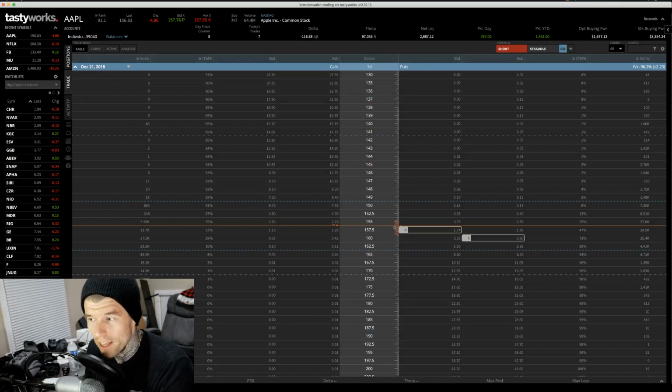And now you're adding a leg. It's not adding a PDT. It's not adding a trade. You're not losing anything from your trades. You're just creating a spread.